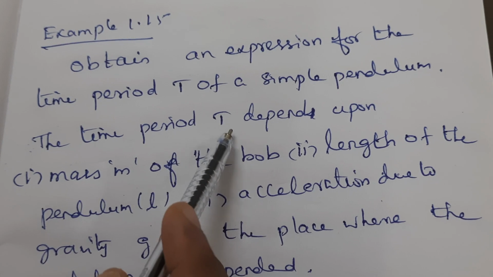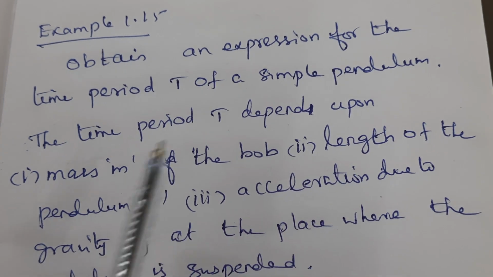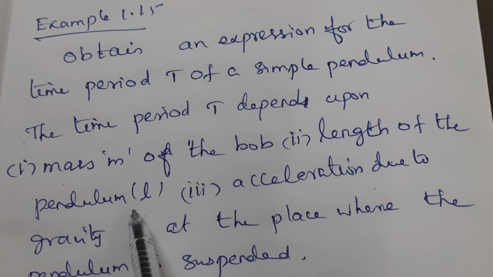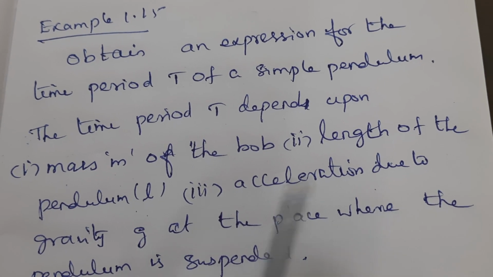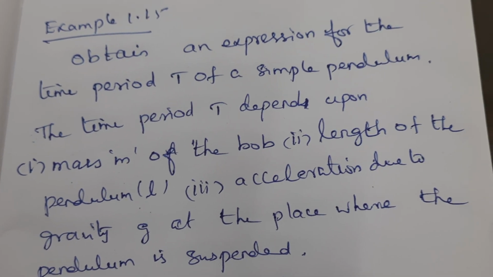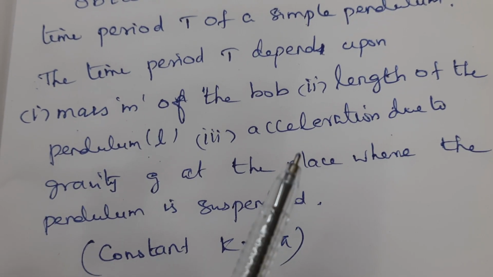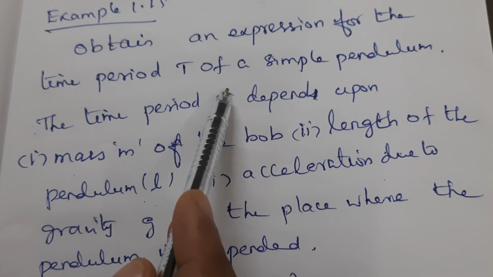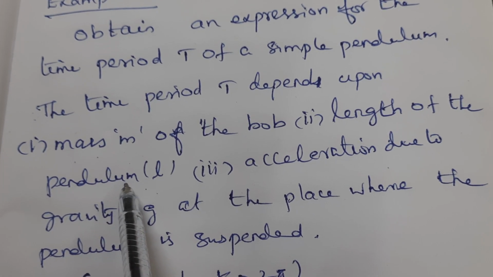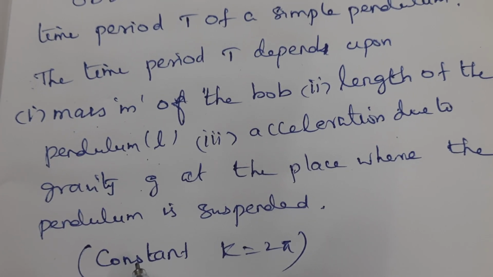The time period T depends upon mass m of the bob, length of the pendulum L, acceleration due to gravity g at the place where the pendulum is suspended. And it is given that the constant k is equal to 2 pi. So we have to find out the formula for the time period of a simple pendulum. Also the value of k is given.